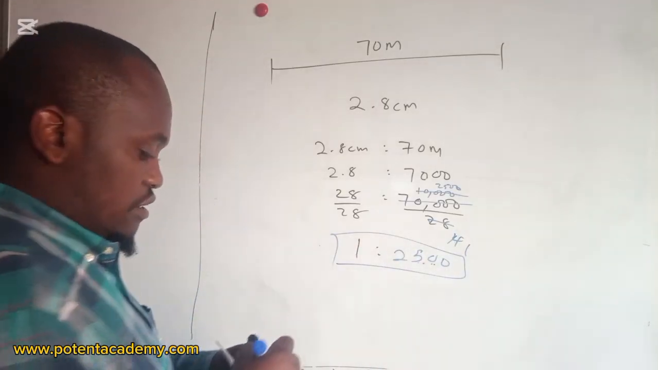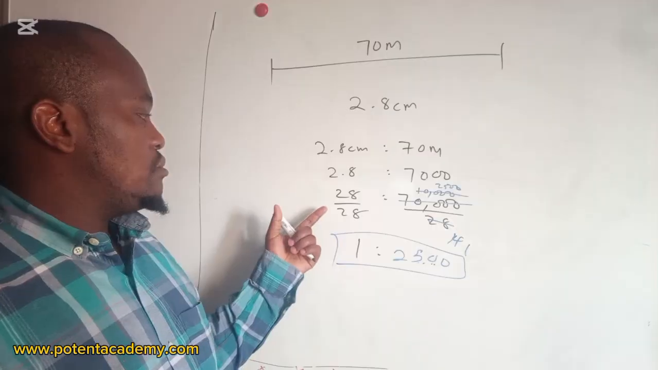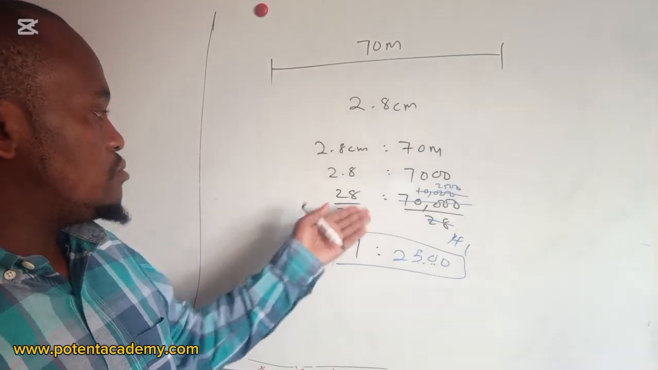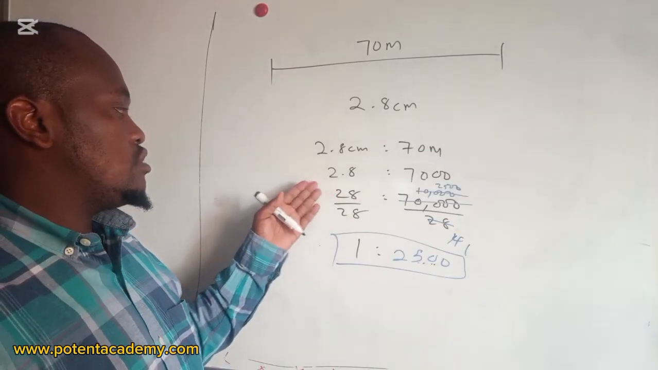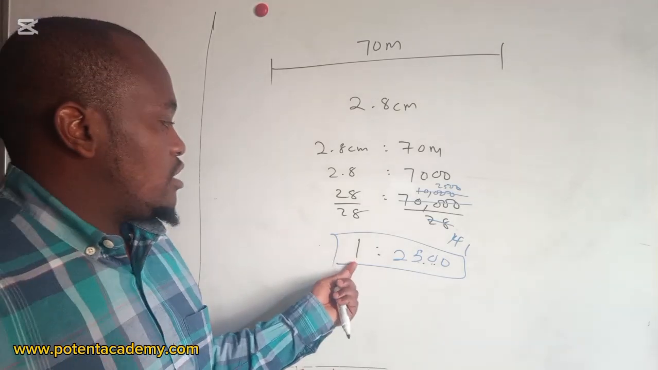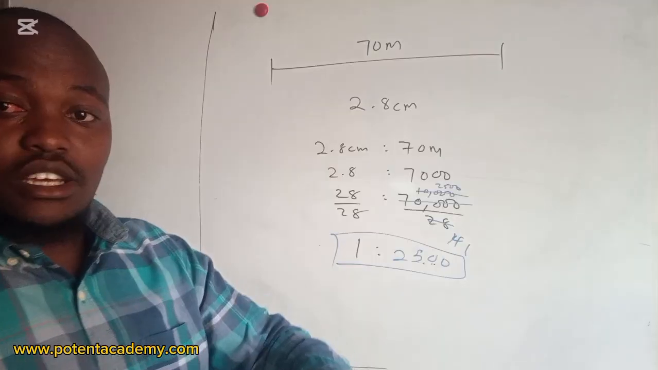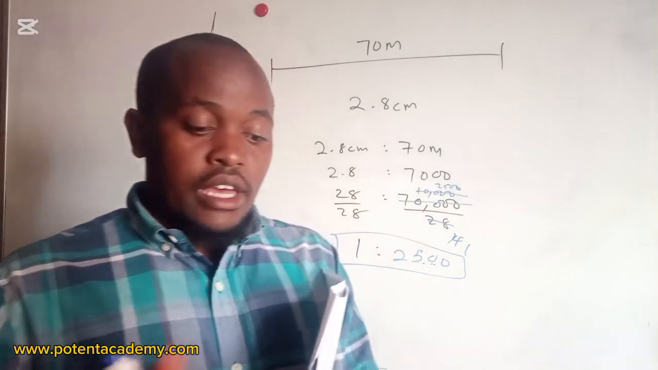So this should have been the answer. The point is to convert them into the same unit, then try to make this side to be 1. So it means 1 centimeter on the map represents 2,500 centimeters on the actual land.